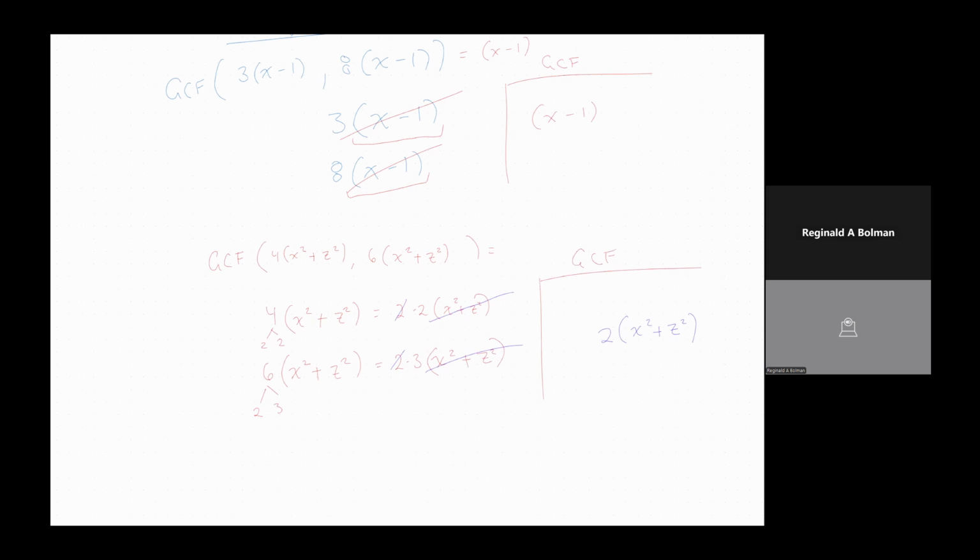So just watch out. As you're going through the chapter, you will see problems that are more complicated, such as the one here. So you can have trickier looking GCFs. Just remember, anything in parentheses is treated as though it's its own separate quantity or its own separate number.